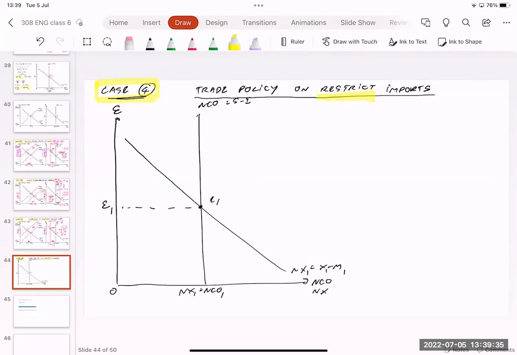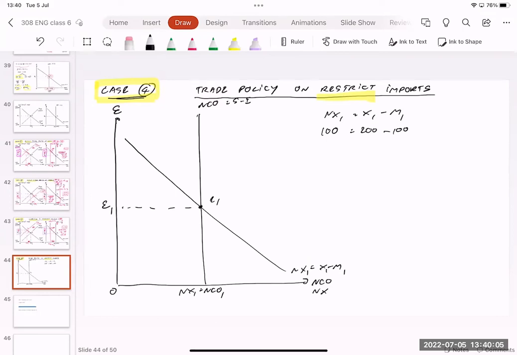The starting point is at E1. To understand more, let me give you some numbers. For example, X1 equal to 200 million, and M1 equal to 100 million. We export $200 million, we import $100 million. So we have a trade surplus, net export equal to $100 million. This is NX1.